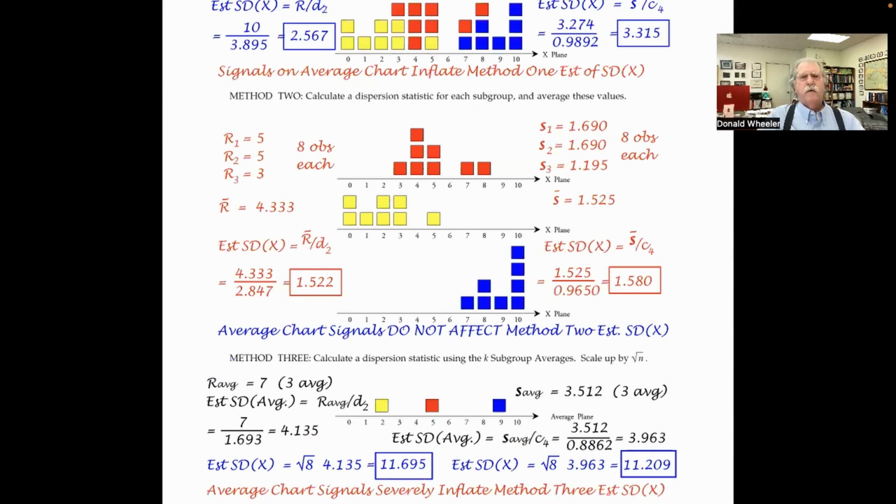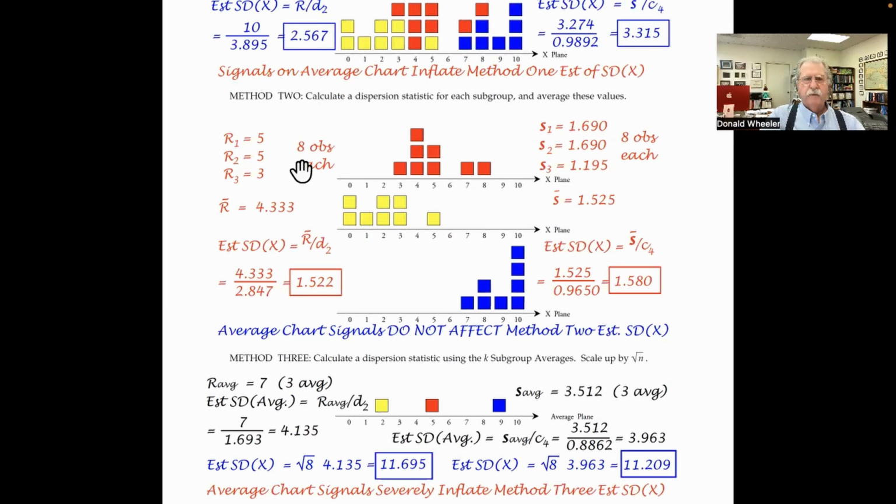Well, with method 1, how many measures of dispersion were computed before we estimated the standard deviation? There was one range, or there was one standard deviation. Down at the bottom of method 3, how many measures of dispersion did we compute before we estimated the standard deviation? One range, one standard deviation.